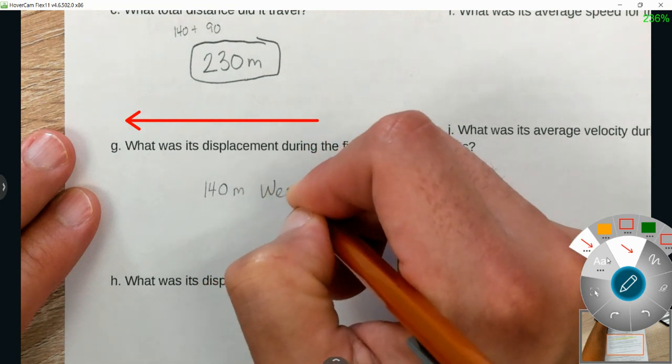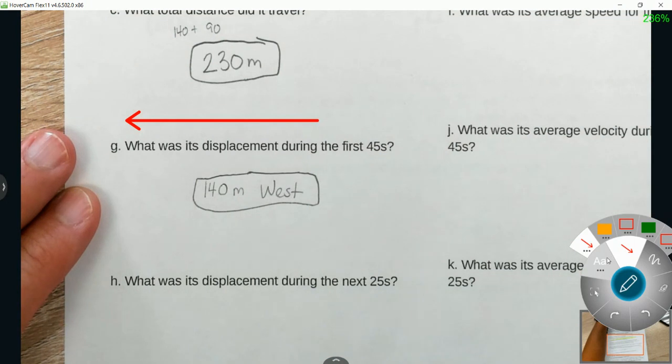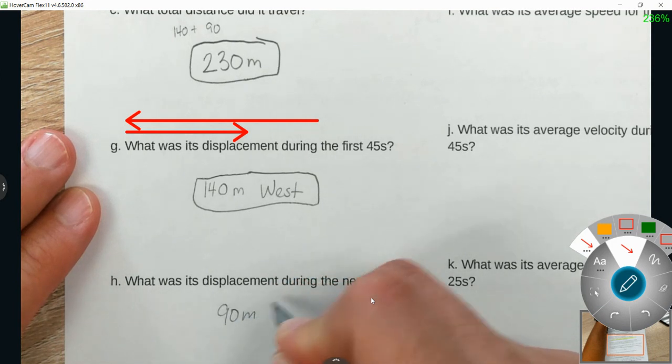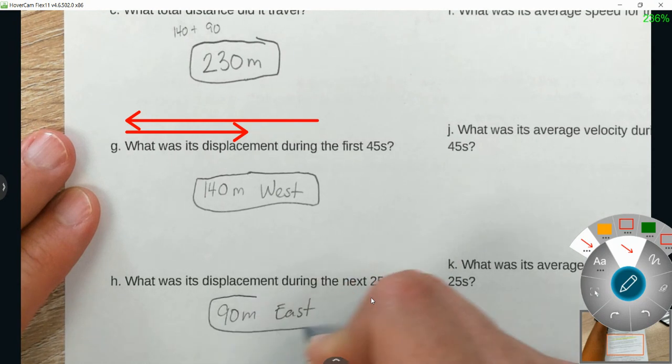You have to include the direction for your displacement. Well, what about the next 25 seconds? Well, it went how far to the right, or to the east? 90. So this one would be 90 meters east.